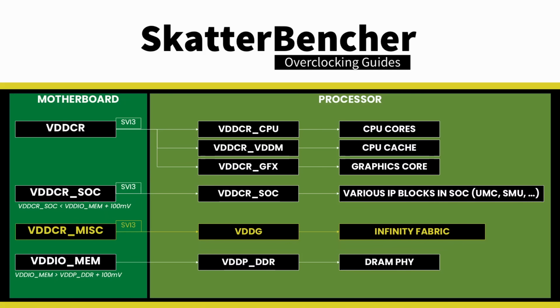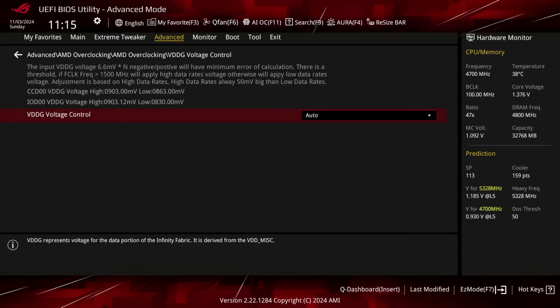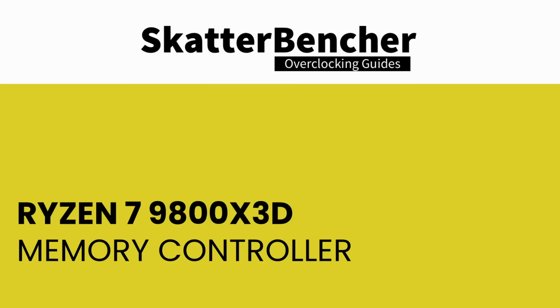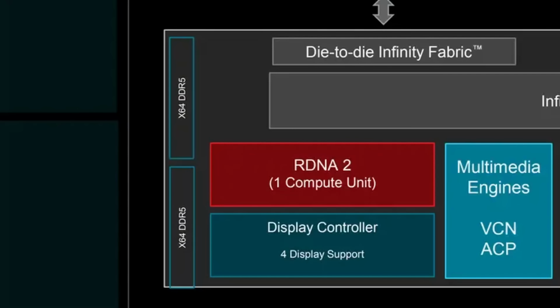Speaking of the voltage, the Infinity Fabric voltage is provided by the VDD-G voltage supply, derived via an integrated voltage regulator from the VDD-CR miscellaneous voltage rail. There's a total of 2 VDD-G voltage rails available for manual adjustment. AMD Granite Ridge has 2 DDR5 Unified Memory Controllers, or UMC in short, and each provides 2 32-bit memory channels.